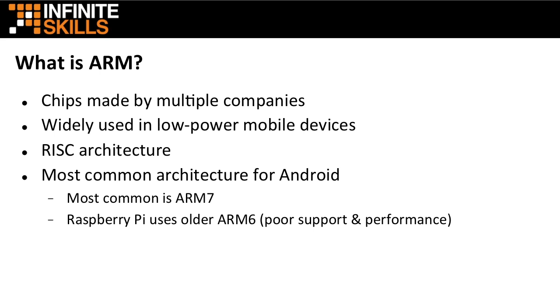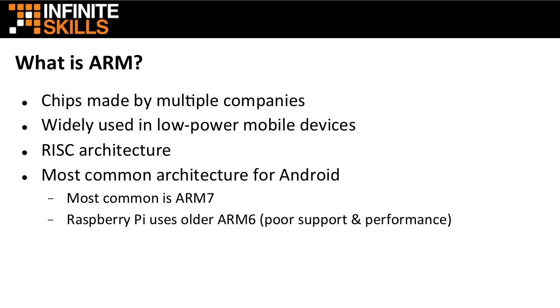Now, ARM chips are widely used in low power mobile devices, things like smartphones, embedded devices. They're used because they are very low powered, which is great if you're having to power something with a battery. They also have a RISC architecture, or a reduced instruction set architecture. That is different from your typical Intel or AMD desktop chip in that those are what we call complex instruction sets. More about that in a bit.